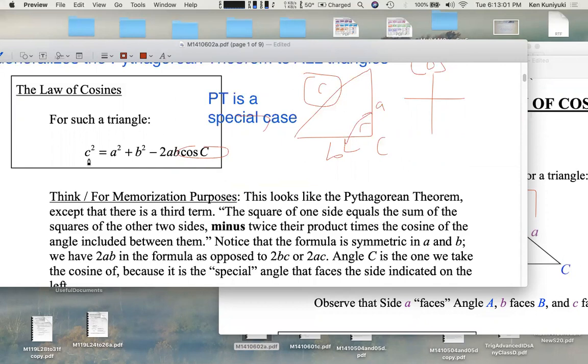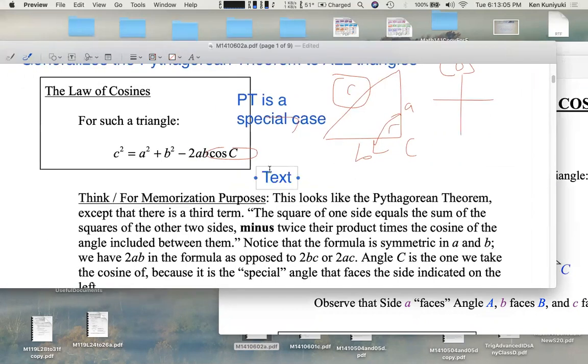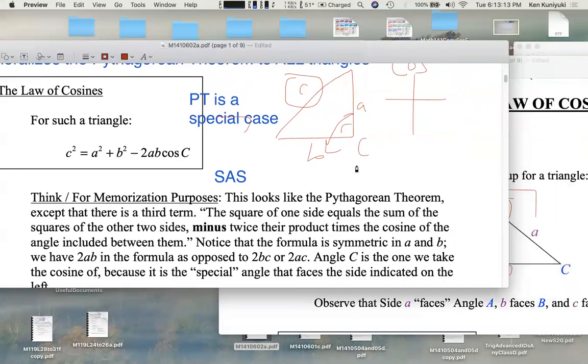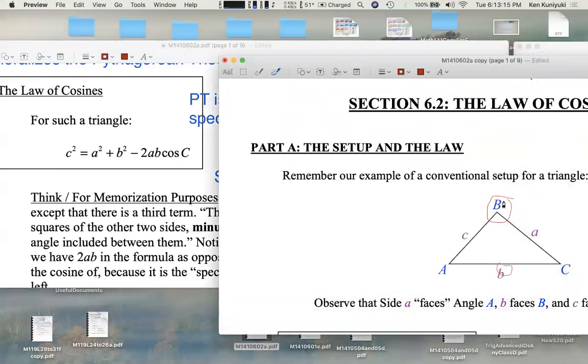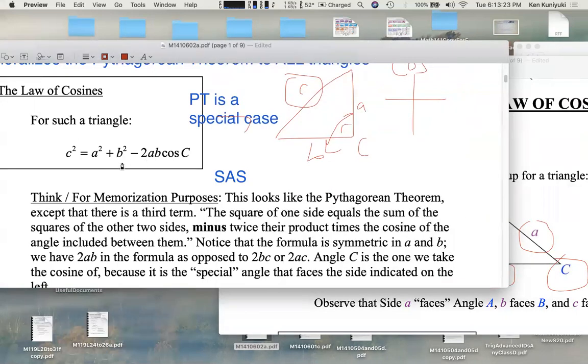And let's say that you're curious to find c. Well, you can find c very quickly if you have SAS information, meaning that you know two side lengths and the angle included between them. So for this formula, if you know two side lengths and the included angle, you can plug this information into the right-hand side. You can quickly get c squared and then c.